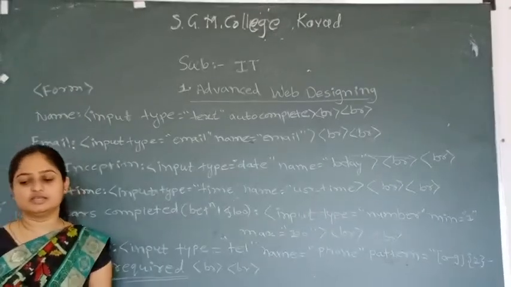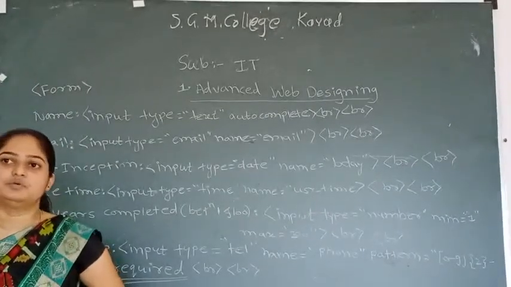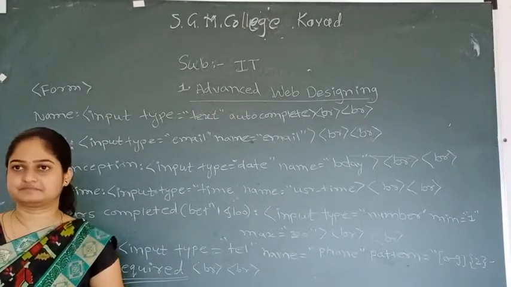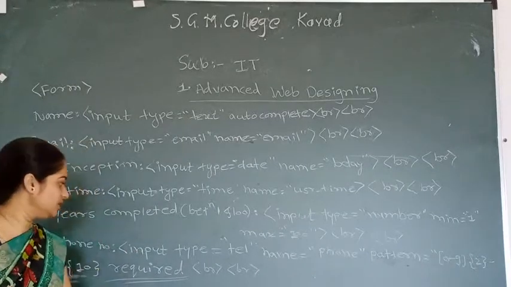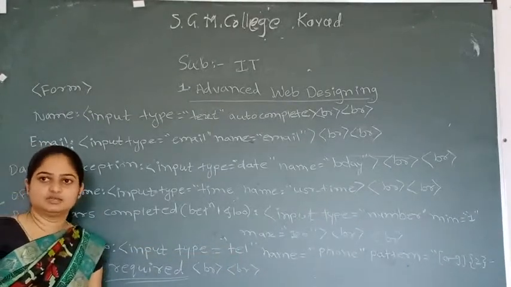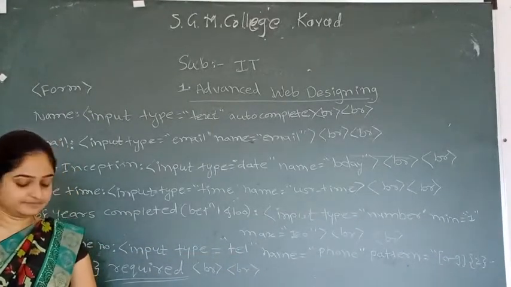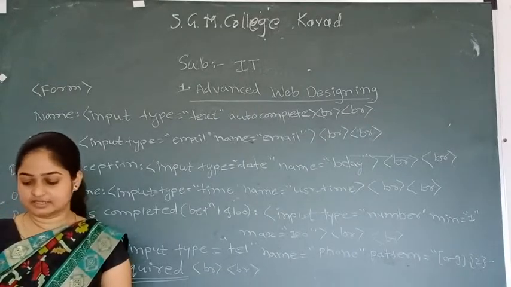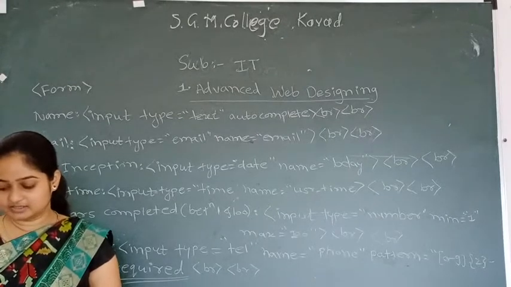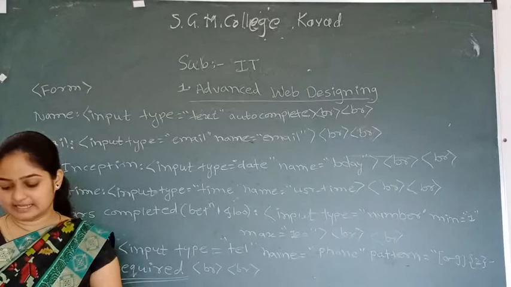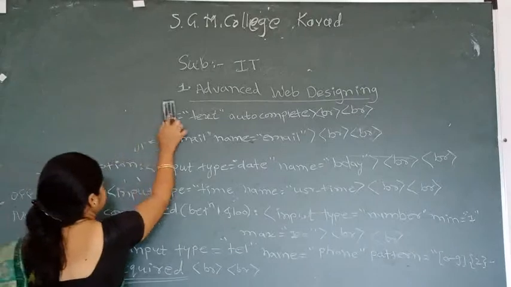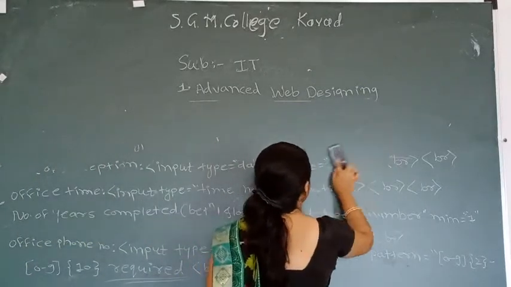The required attribute specifies the input field must be filled, means it cannot be empty. The telephone field must be required. The user cannot leave that field empty. Then we will see the remaining program.